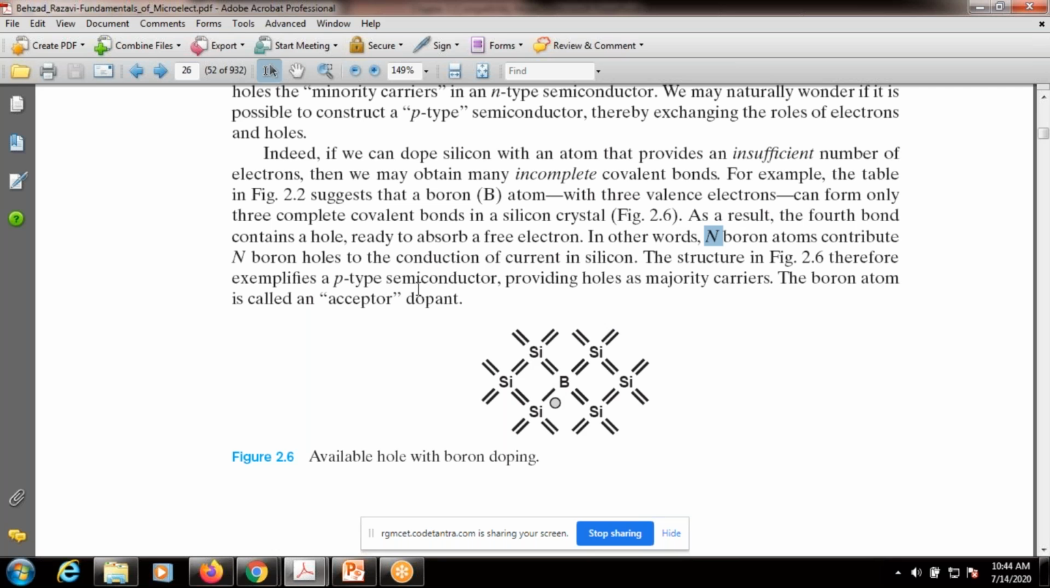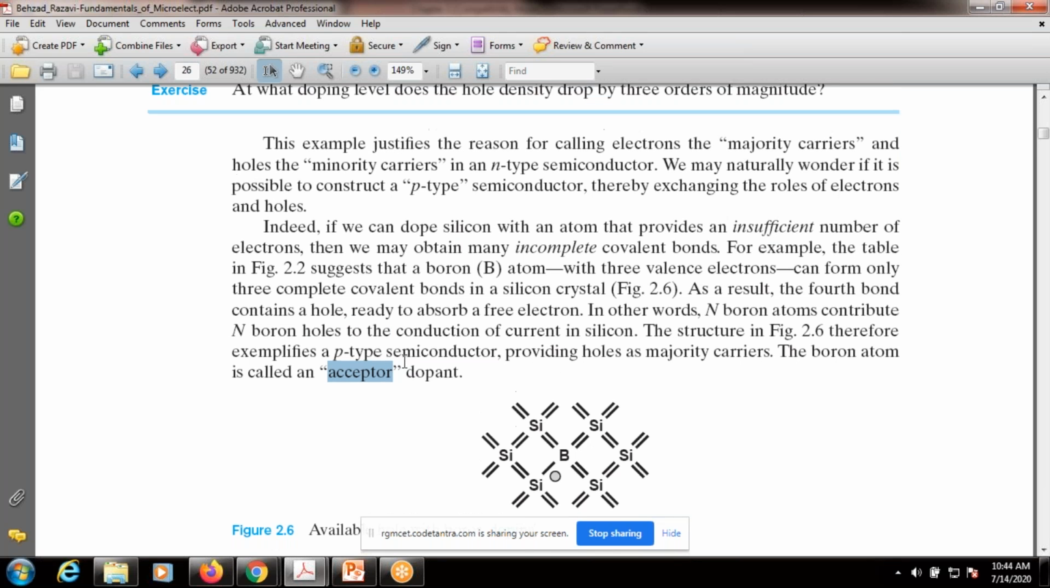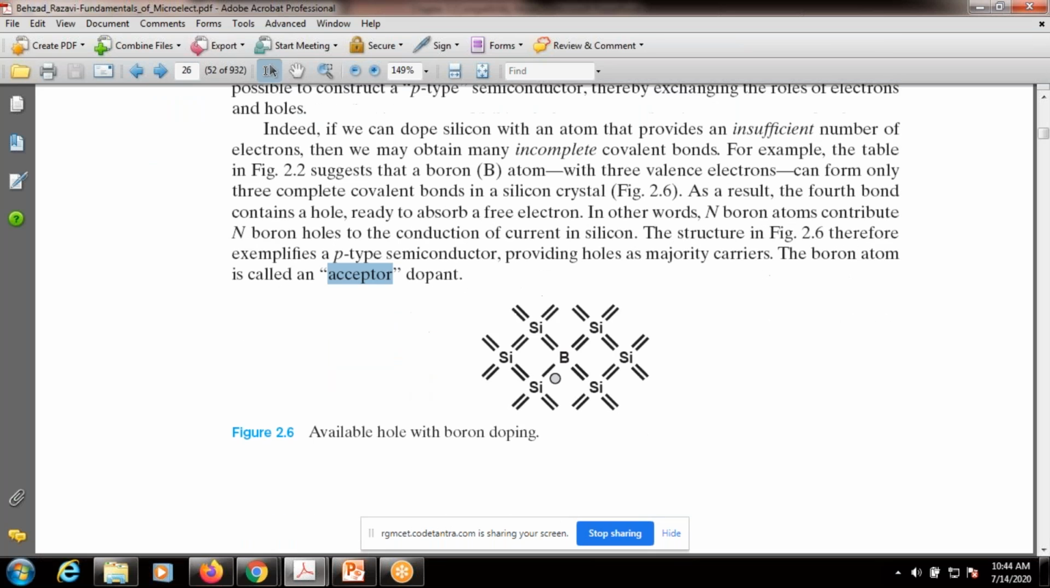Now what happens? Therefore, this is a p-type semiconductor. Why? Because the holes are the majority carriers. Now this boron atom is called the acceptor dopant. The boron atom is called the acceptor. Why? Because it will accept any free electron available in the lattice. Whereas phosphorus is called the donor, which donates one free electron.